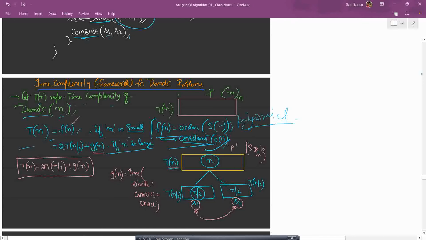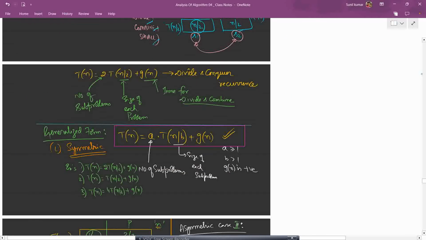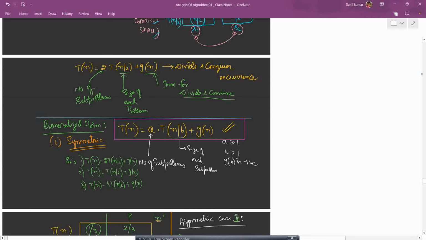if n is large, then 2T(n/2) + g(n). g(n) is the body complexity, of order n, then T(n/2), so divide plus combine plus small. This is how it works. T(n) = 2T(n/2) + g(n) is a recurrence relation for divide and conquer. So let's solve this recurrence relation.